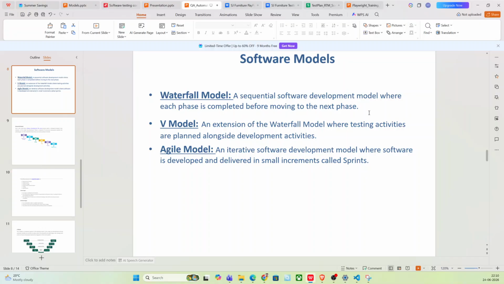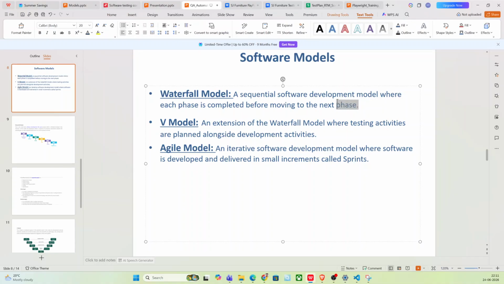Okay, so again, I'm summarizing. We have three models: Waterfall, V model, Agile model. In all these three models, requirement analysis and design, implementation, code, and then testing is common. But in the Waterfall model, testing is going to be conducted after the coding stage is complete. Once that is complete, then QA people come into the picture. Then they will start writing test strategy, test plan, and then execution of the test cases.